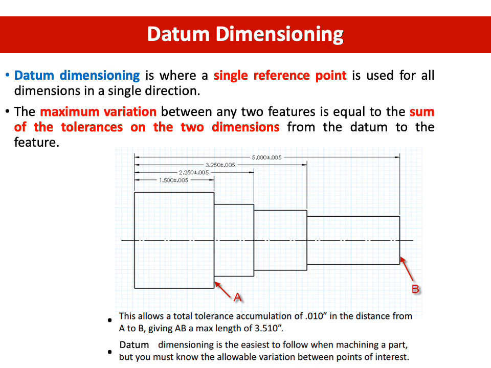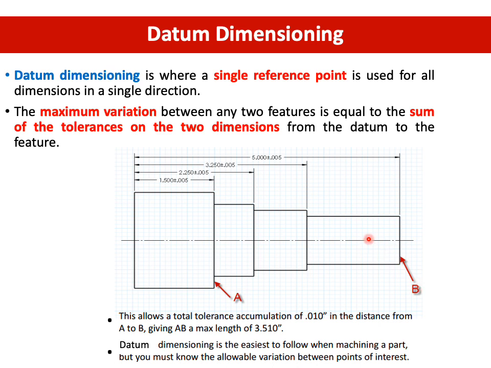Next is the datum dimensioning. Datum dimensioning is where a single reference point is used for all dimensions in a single direction. So one single reference point is called a datum point. Here, this is your baseline, this is your reference point, this is your datum. It's the same question where you need to calculate the distance between A and B.